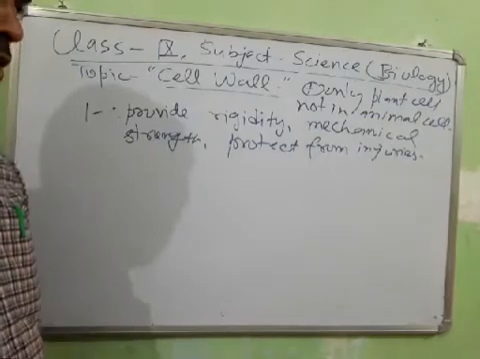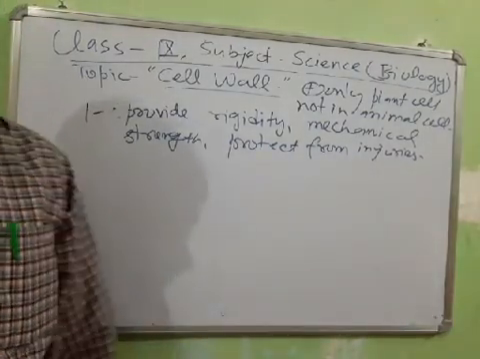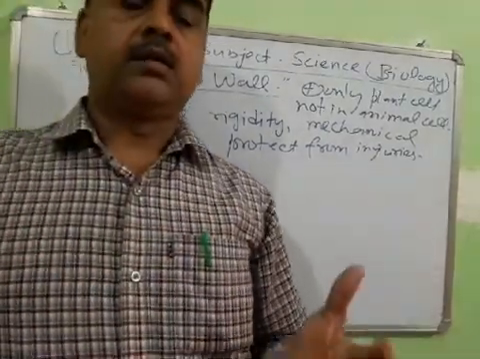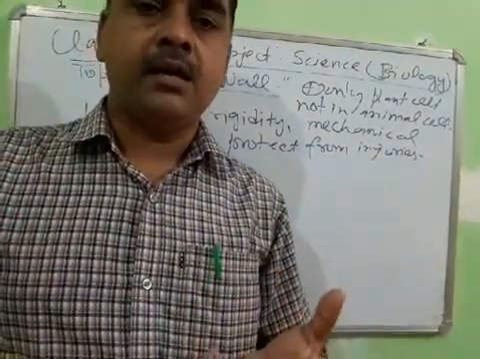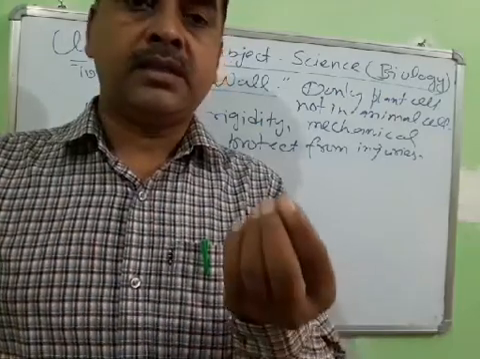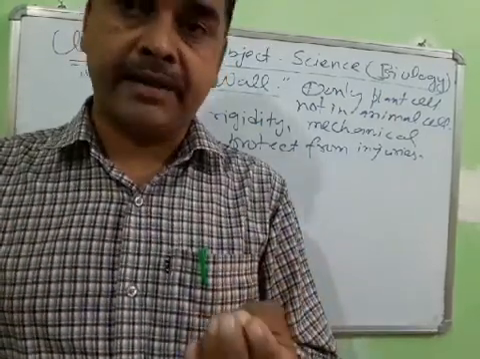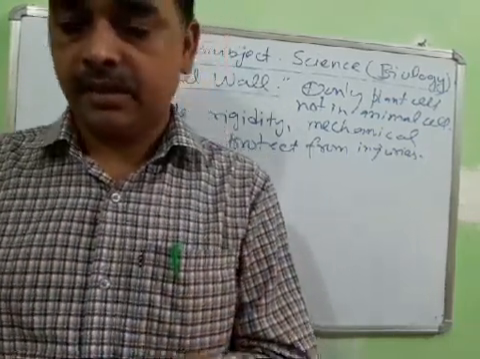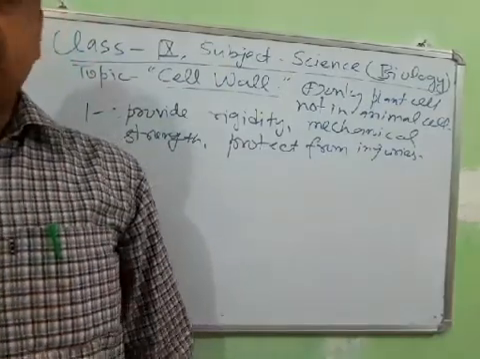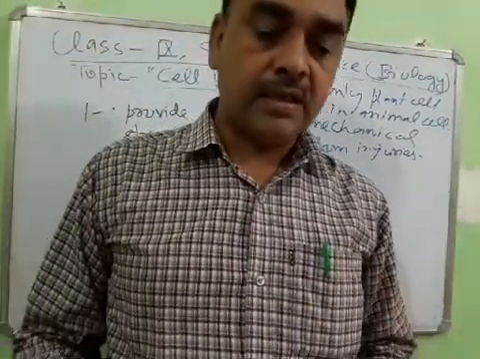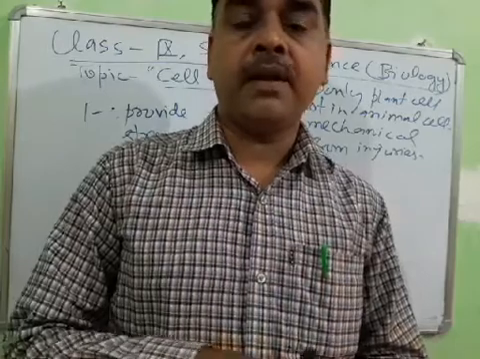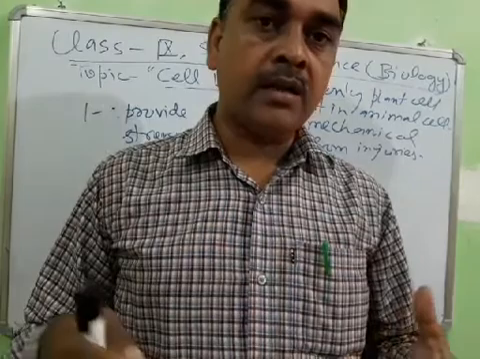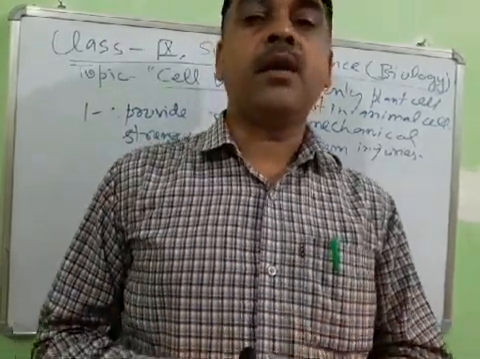Okay, so students, there are some more points which are given in your book. The cell wall of fungi is made up of chitin, which provides rigidity to their cells. Okay, so there are some differences found between the plasma membrane and the cell wall. What are the differences between the plasma membrane and the cell wall?